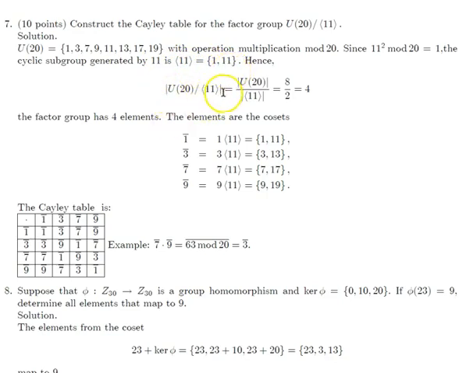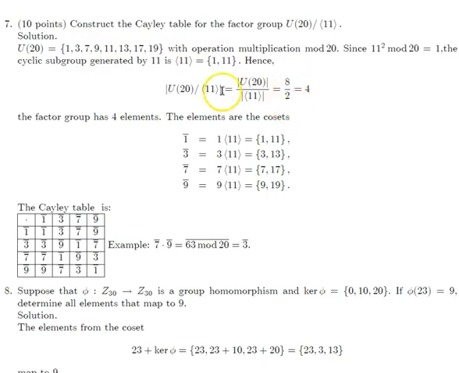The order of the factor group is equal to the order of the group divided by the order of the subgroup. The order of the subgroup is 2. It is just the number of elements in the subgroup. And the order of the group U20 is the number of elements. In U20 we have 8 numbers here, so it is 8.